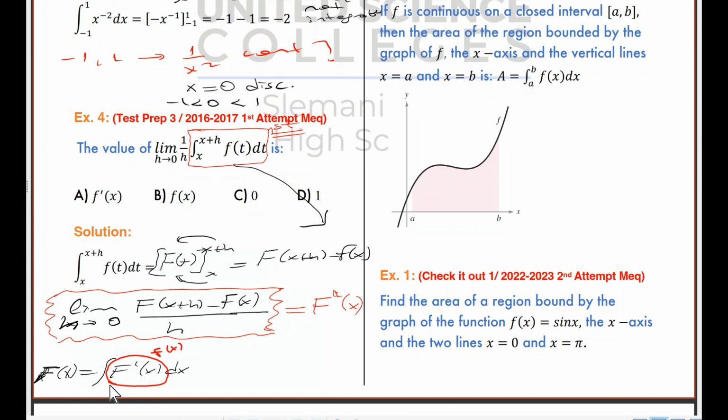So my answer is either capital letter F prime of x, or since the question uses the little f inside, we can use little f of x, which is option B. Okay, we also use this, remember, in the first section.